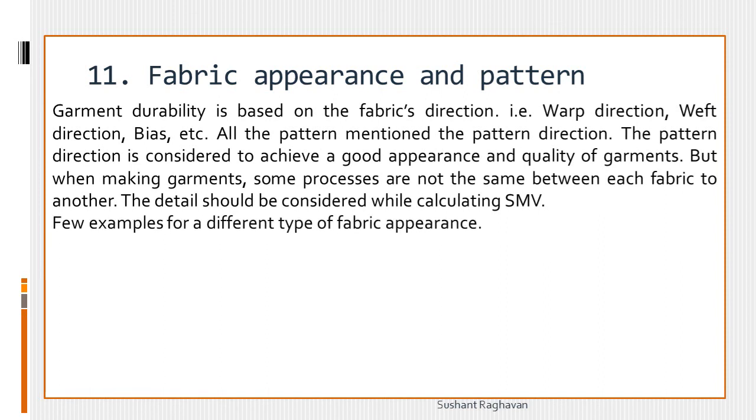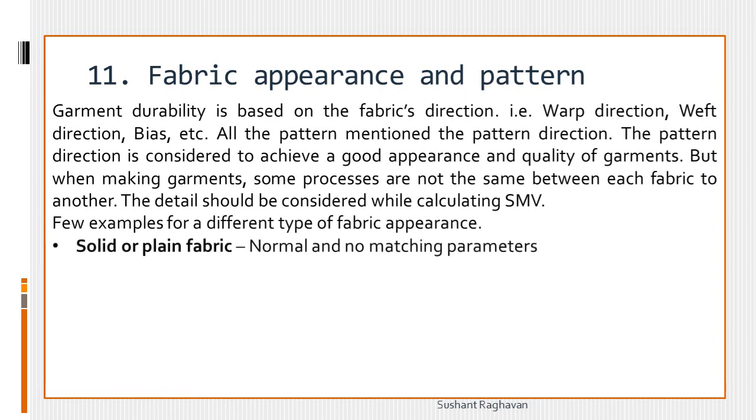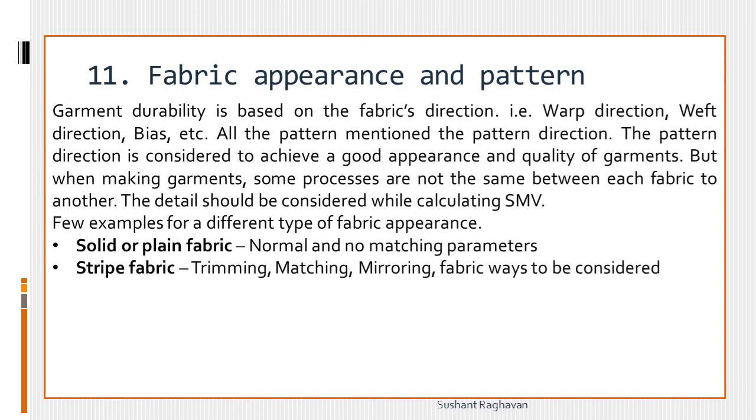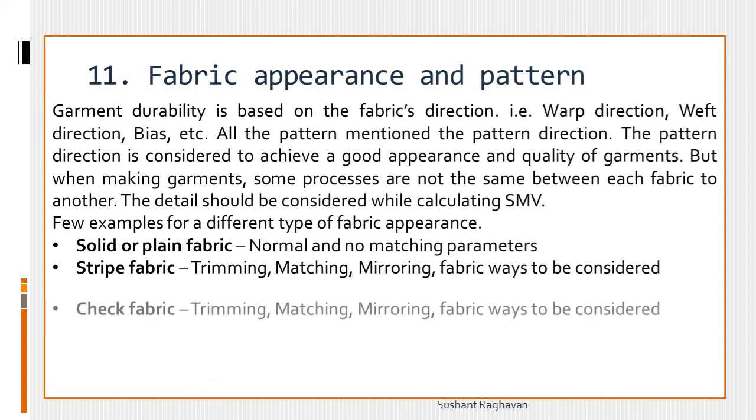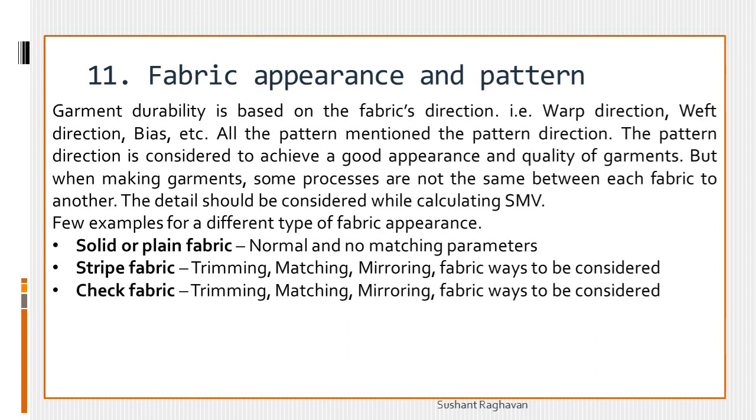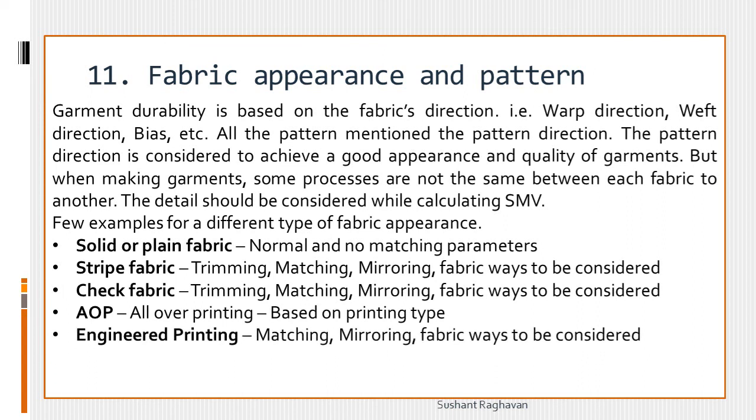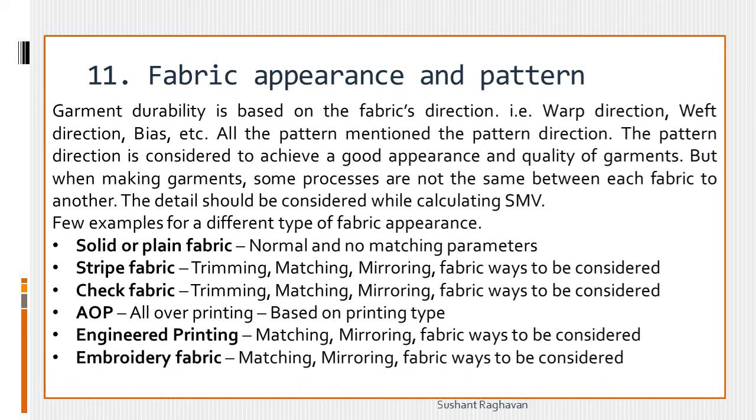A few examples for different types of fabric appearance. Solid or plain fabric: normal and no matching parameters. Stripe fabric: trimming, matching, mirroring fabric ways to be considered. Check fabric: trimming, matching, mirroring fabric ways to be considered. All-over printing: based on printing type. Engineered printing: matching, mirroring fabric ways to be considered. Embroidery fabric: matching, mirroring fabric ways to be considered. Buyers need to maintain grain line in the garment.